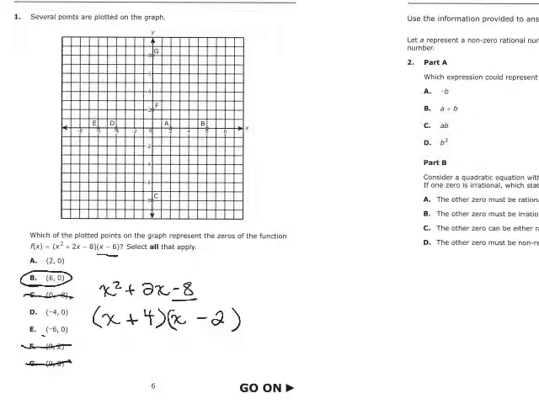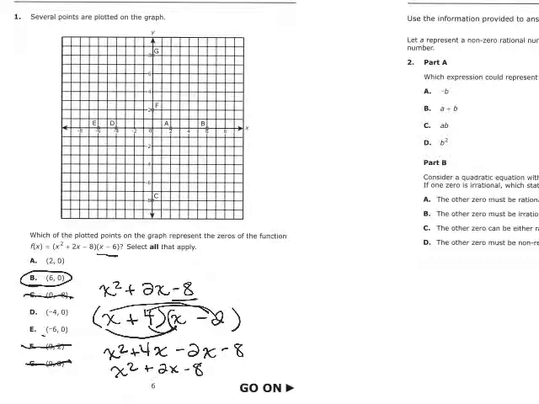+4 and -2. So now if we were to go back and FOIL this, x times x is x squared, 4x, -2x, and then -8, and that equals x squared plus 2x minus 8. So that's what we wanted to happen. So moving these factors over here, we have x plus 4 and x minus 2.